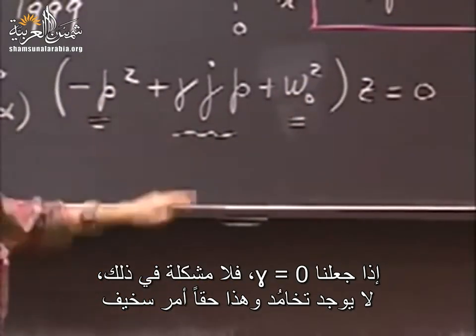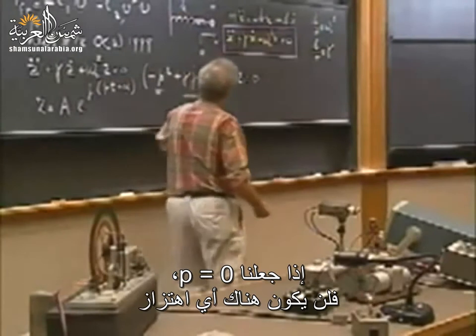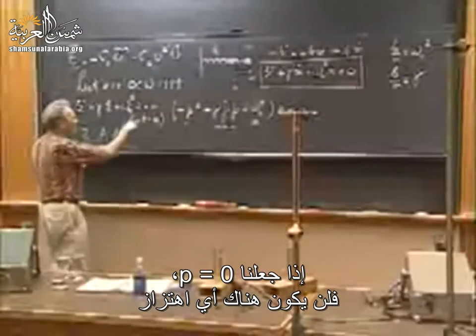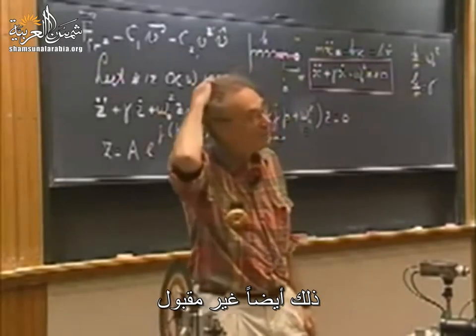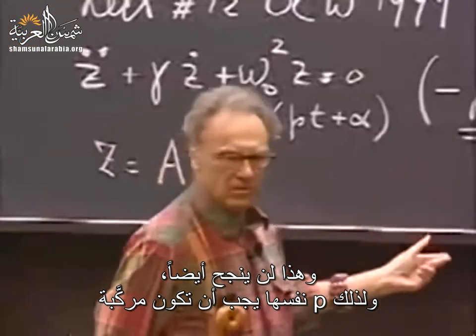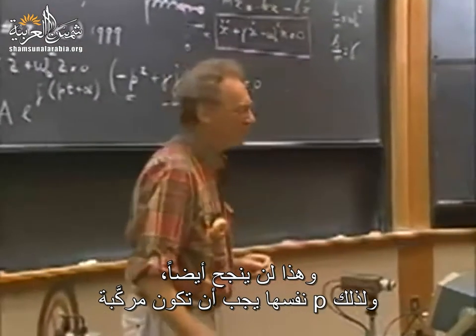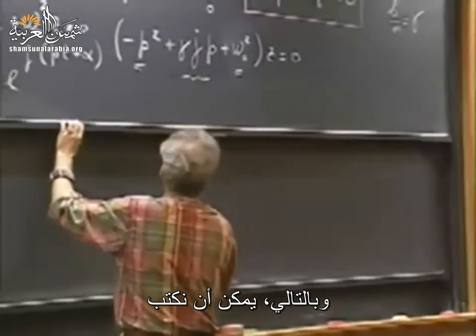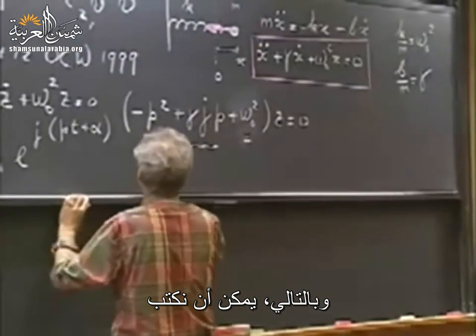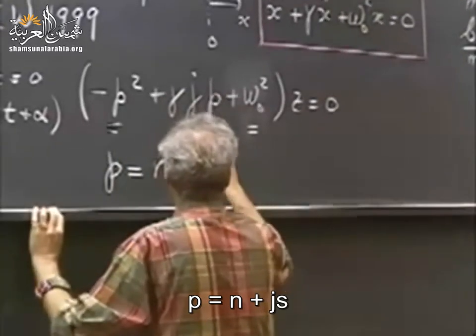Now, if you make gamma 0, you have no problem. There is no damping, so that's ridiculous. If you make p 0, then you no longer have any oscillation going on, because that pt is going to be the oscillatory thing. So that's also unacceptable, and so this won't work. Therefore, p itself must be complex. So we go one step further and say the only way we could make this work is if p equals n plus js, whereby n and s, let's hope, are real.